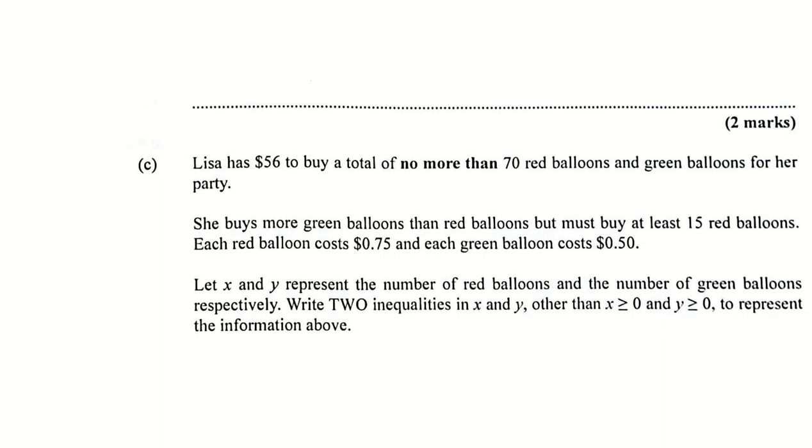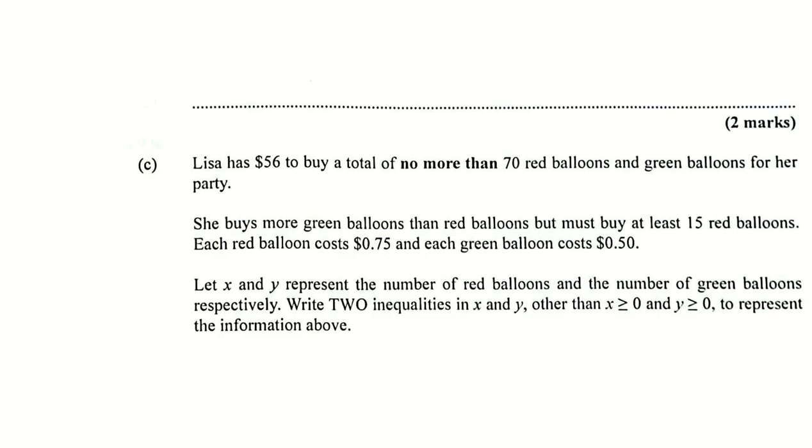Right, let's read this question here. They said Lisa has $56 to buy a total of no more than 70 red balloons and green balloons for her party. So when you add red and green, it should be no more than 70. Adding them up, no more than 70, right? Or the cost of them should be less than or equal to 56. She buys more green balloons than red balloons, but buys at least 15 red balloons. Each red balloon costs 75 cents and each green balloon costs 50 cents.